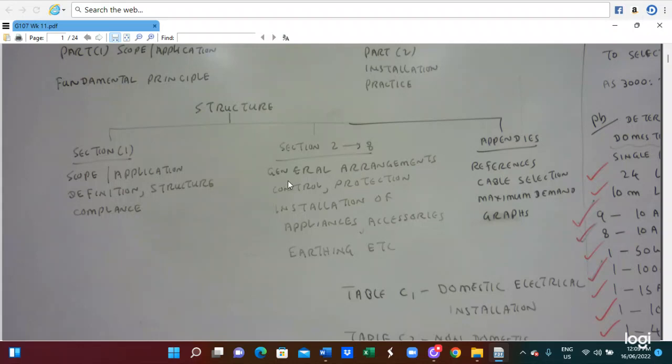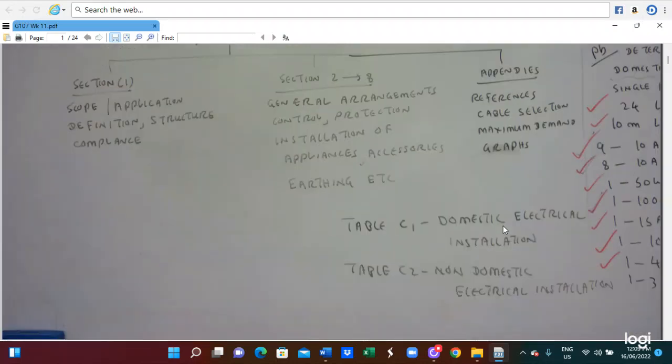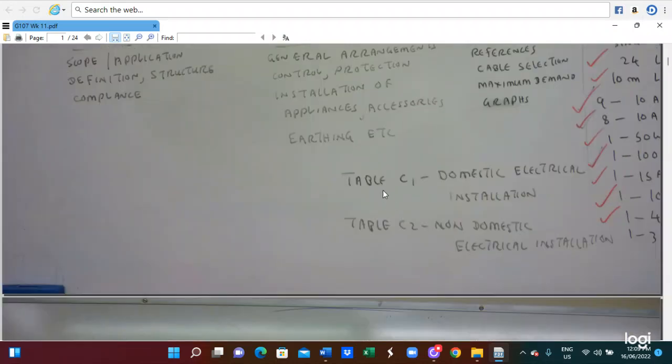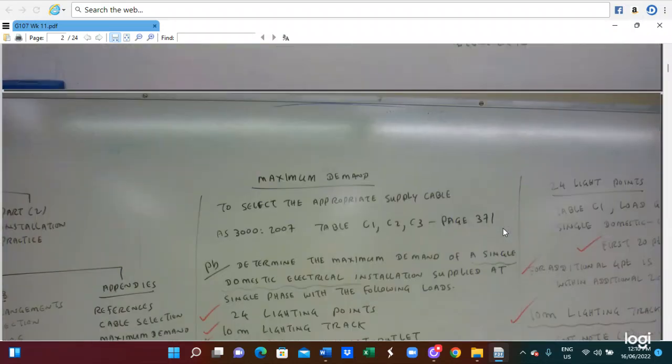Sections 2 to 8 cover the general arrangement, control, protection, installation of electrical equipment, accessories, and so on. The appendix is a reference. It includes cable selection, maximum demand, and graphs. In AS3000, Table C1 is what we utilize for the calculation of maximum demand for domestic electrical installations. Table C2 is for non-domestic electrical installations.